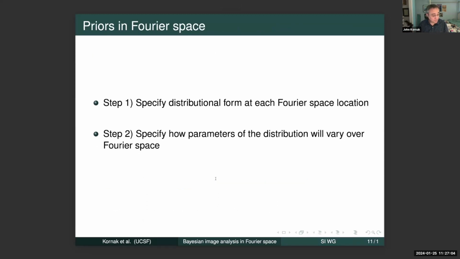Okay. So I said earlier that the fun part here is thinking about the prior. So I'll explain how we set about specifying the priors. I think it's pretty natural, but potentially you could do it other ways. The first step is that we specify the distributional form that we're going to have at each Fourier space location.